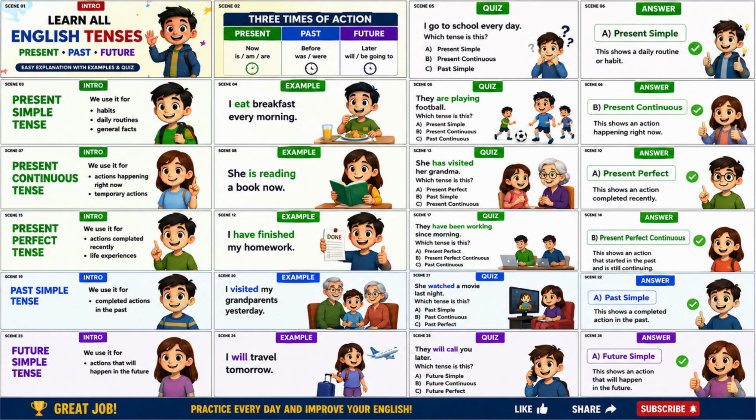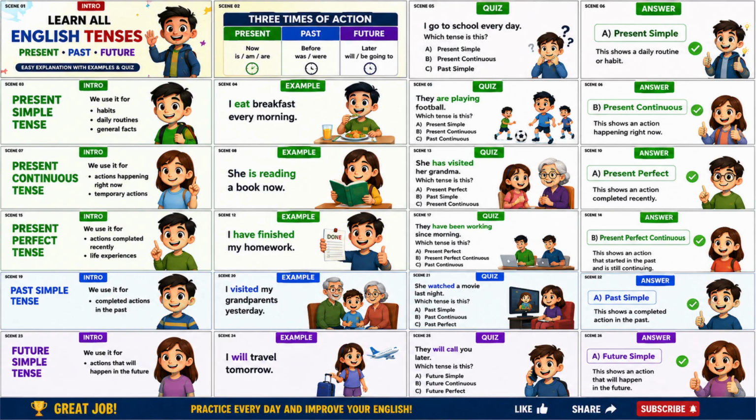Future simple tense. We use it for future actions. Example: I will travel tomorrow. She will call you later. They will play football. Structure: subject plus will plus verb. Next, future continuous tense. This shows an action that will be happening in the future.